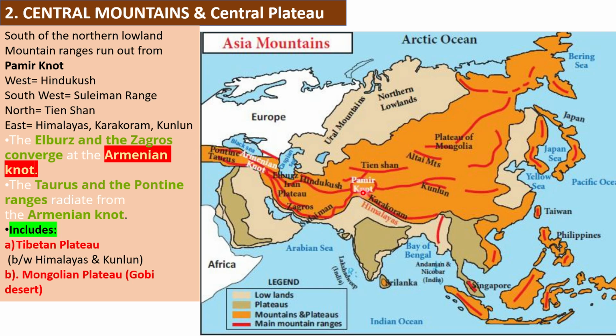What is a knot? A mountain knot. A mountain knot is a location where several mountain ranges converge or radiate. This is the Pamir Knot, from where the Kunlun mountain range and the Tien Shan mountain range radiate, and third, the Karakoram range radiates, and the Himalaya range converges here. This is the Suleiman range, which passes through Pakistan. This is the Hindu Kush range, which passes through Afghanistan.